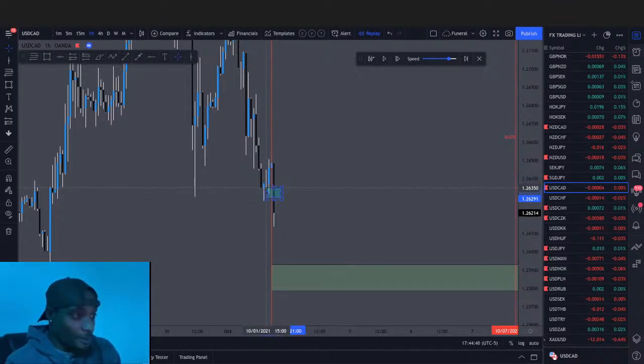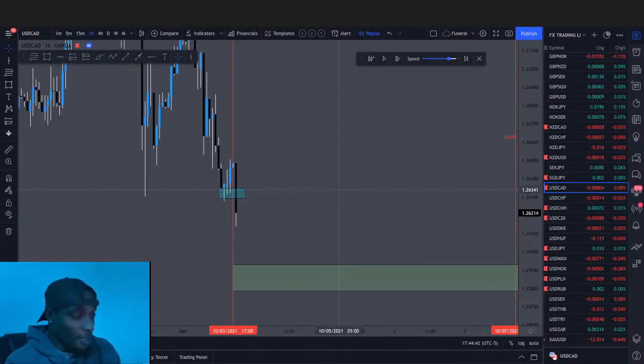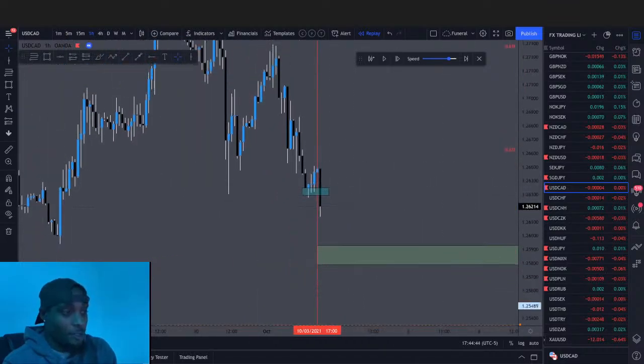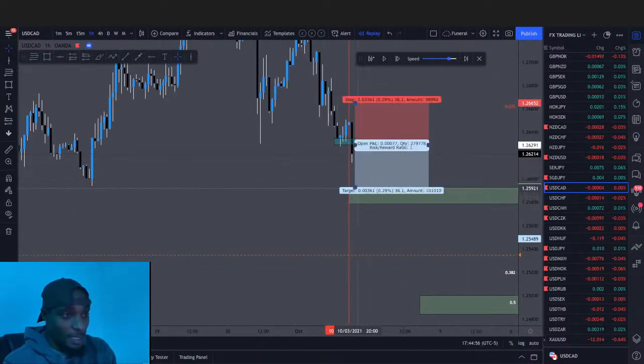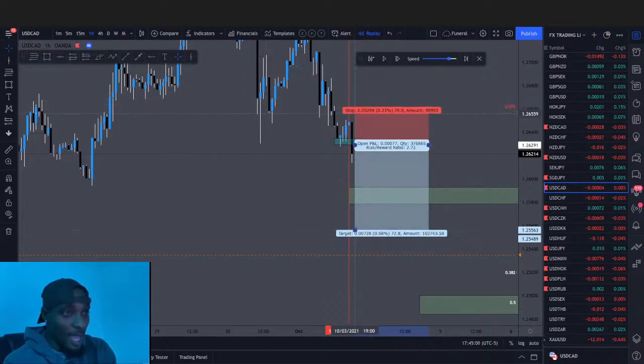So this is a lot more clear. You'll say, all right, we're starting to break structure to the downside. We have a clear break and close. Maybe you want to enter in on the retest, and you just want to target a nice and easy 2R with your stops above the high.